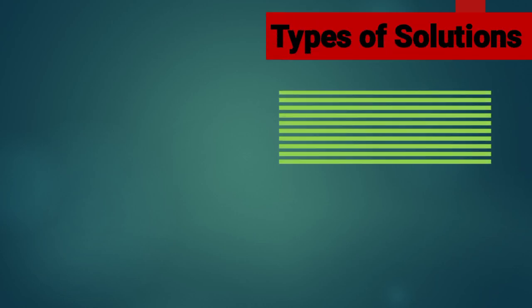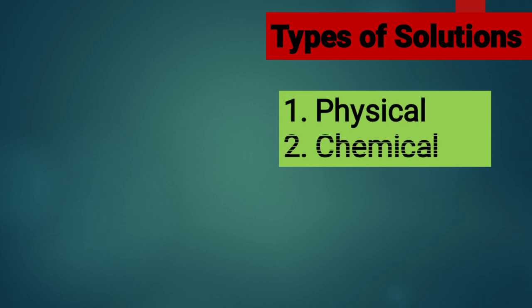So we have types of solution. I group solution into two. I have one to be physical and the other to be chemical. For me to say that this type of solution is a physical solution, it means that the interaction between the solute and the solvent results in physical change. So no new substance is formed here. But for me to say it is a chemical solution, it means that the interaction between the solute and the solvent to form solution is actually as a result of chemical reaction. So a new substance is formed here.